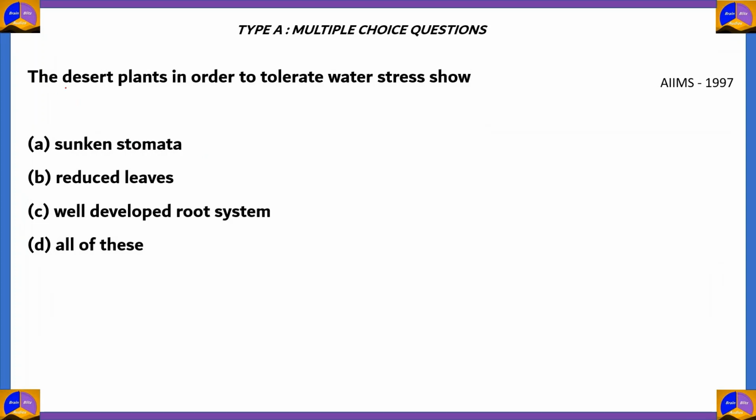The desert plants, in order to tolerate water stress, show A. Sunken stomata, B. Reduced leaves, C. Well-developed root system, and D. All of the above. Now, in order to tolerate water stress, they need to minimize water loss. So let's look at each of our options.